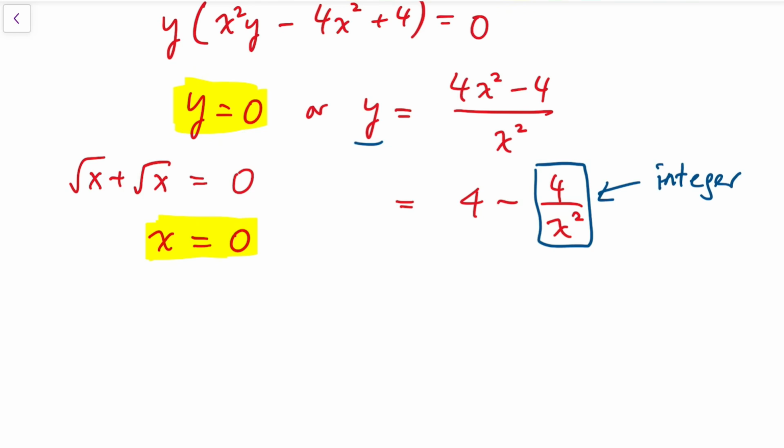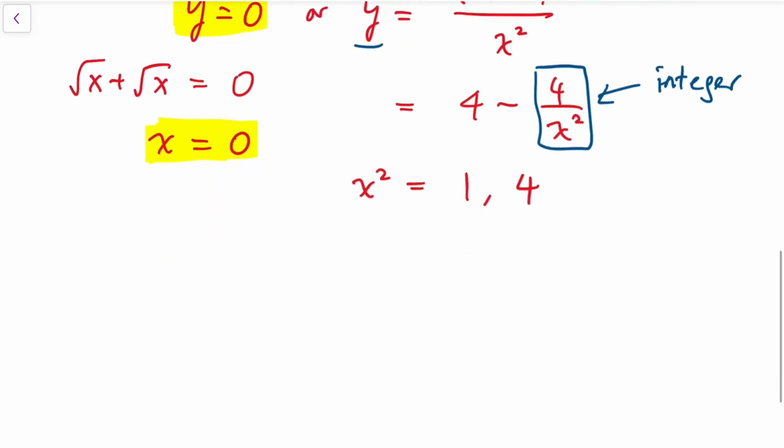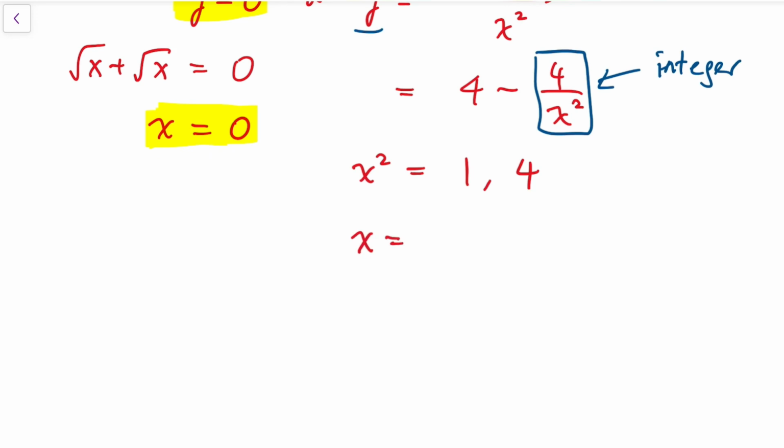That means x squared must be a factor of 4, and the number itself by nature is positive because it's a perfect square, so it can only be 1 or 4. And that means x equals plus or minus 1 or plus or minus 2. And in each case, we have y equal to 4 minus 4 over 1, and that's 0. And for the other case, 4 minus 4 over 4, and that's 3.